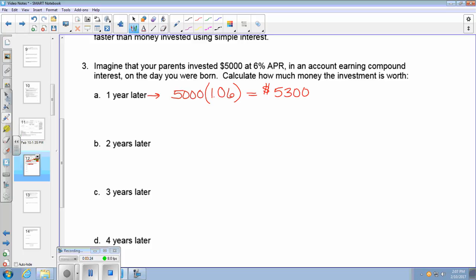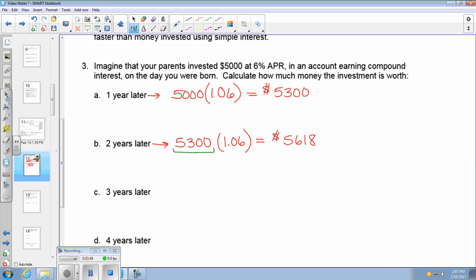All right, 2 years later, both the $5,000 and the $300 interest you had are going to be your present value. So we're going to multiply that by 1.06, and that's going to give us a total of $5,618. Okay. All right, so I want you to notice one thing.